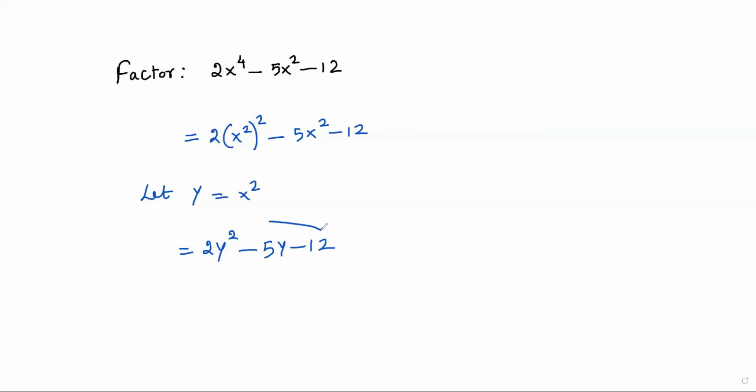Okay, now let's factor this quadratic expression. Here the leading coefficient is 2. Now the constant, negative 12, has to be multiplied by this leading coefficient 2. 2 times negative 12 is going to be negative 24. Now I have to get two factors for this negative 24, so that the product of the two factors is equal to negative 24, and the sum of the two factors must be equal to the middle term, negative 5.